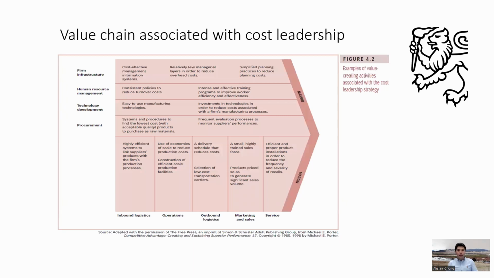So some of the value creating activities associated with the cost leadership strategy essentially are there to slim down the cost of an organization as much as possible. We try to mitigate as much cost within the organization and often try to achieve what we call economies of scale when either producing or delivering our product or service.